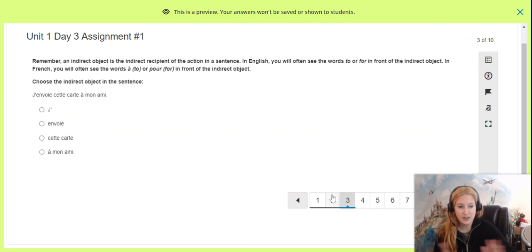Now we're looking at the indirect object. Remember, an indirect object is the indirect recipient of the action. And you often see the words to, which in French is à, or pour, in front, and that signals an indirect object. So, j'envoie cette carte à mon ami. I'm sending that card to my friend. To my friend. And what helps us know that is this little word à. That is our indirect object.